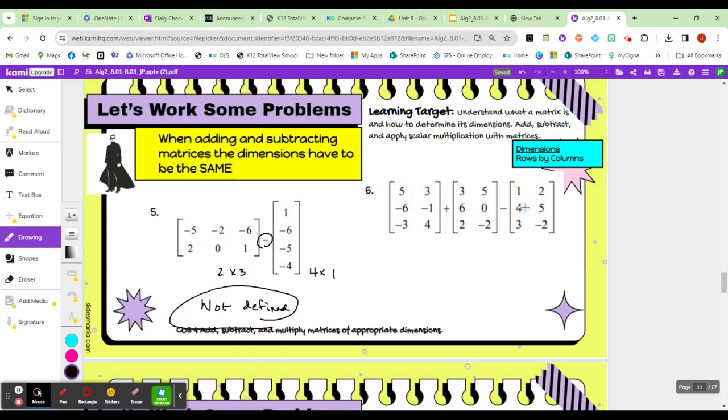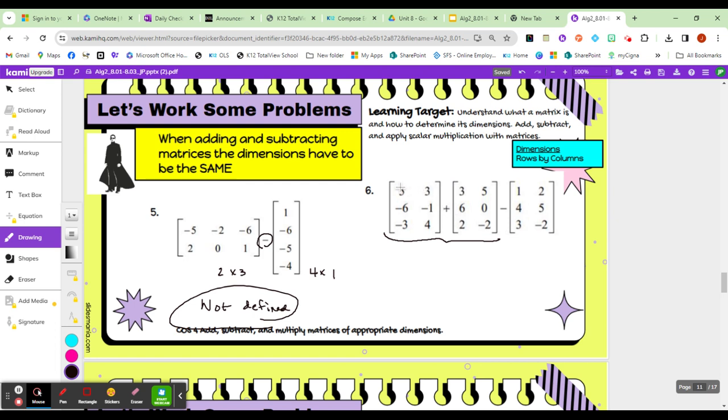In this problem, I do have the same dimensions on all 3 of these matrices. They are 3 rows and 2 columns, 3 rows and 2 columns, 3 rows and 2 columns. So this is just showing you sometimes you might have more than one operation. So remember, if we're adding and subtracting, we go from left to right. So we wouldn't try to do all 3 of these at the same time. So just do 2 at a time and go from left to right.